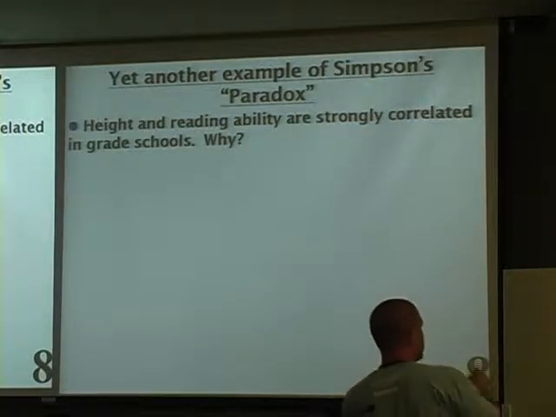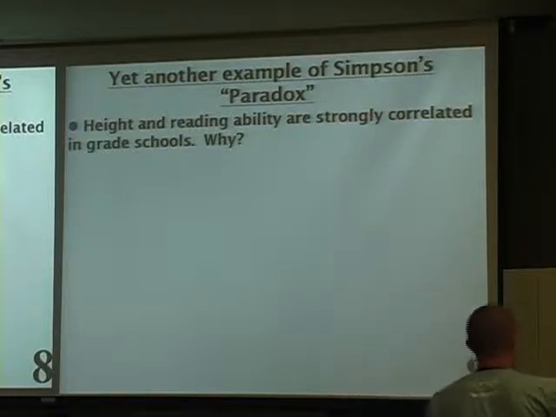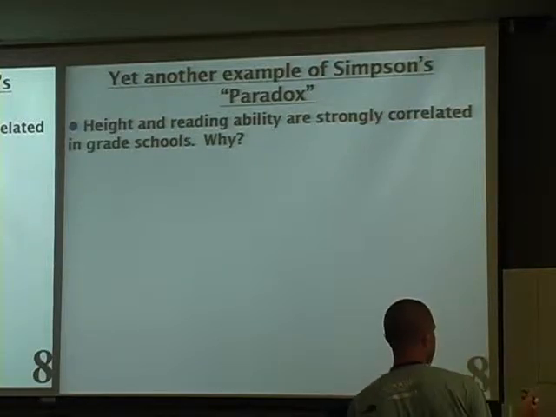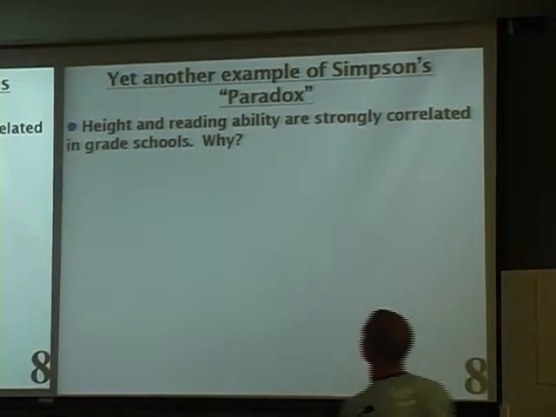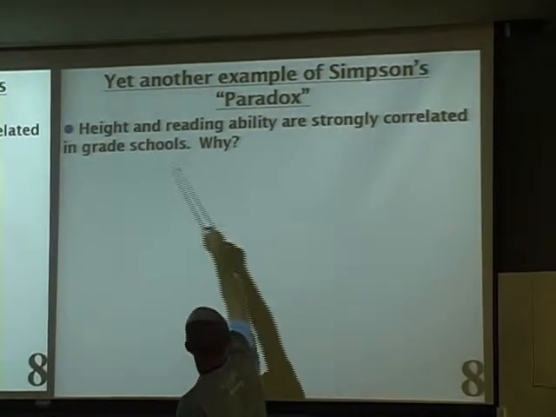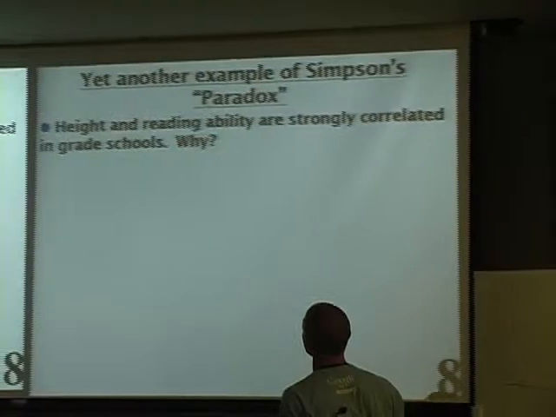Why? Well, there's probably some third variable. But you look at this and you say, well, in grade school, first of all, the biggest source of variation influencing the reading ability is not the height, but rather the age. Of course, the younger students don't know how to read as well as the older students.